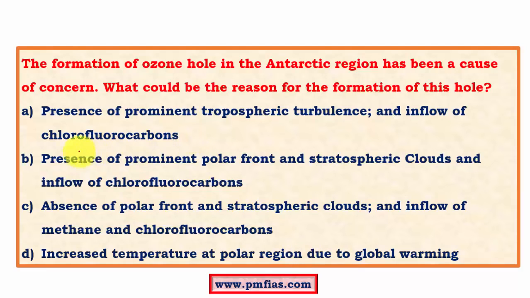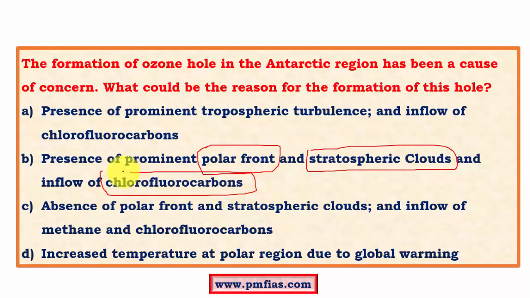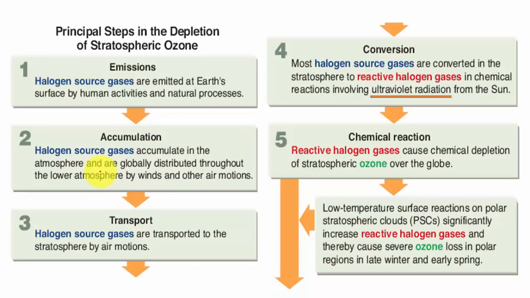From this we can see that the most fitting answer is option B, where we have a prominent polar front which is very strong, which creates a strong polar vortex, and the polar vortex gives rise to polar stratospheric clouds, and these clouds along with the chlorofluorocarbons lead to the depletion of ozone.